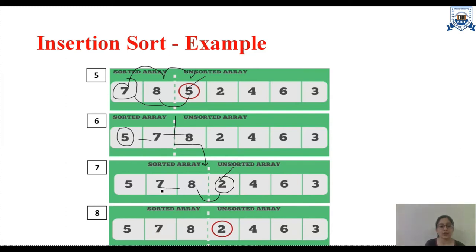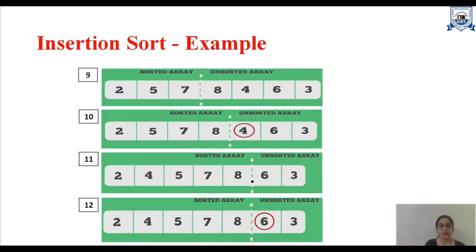Now 2 is compared with 5. Now 2 is less than 5 as well. So for this case, 5 will be shifted a position back and 2 will come at the first position. And the marker will shift ahead. So here we see that the marker shifts ahead in step number 10. Now again we pick the first element in the unsorted array list, which is 4.